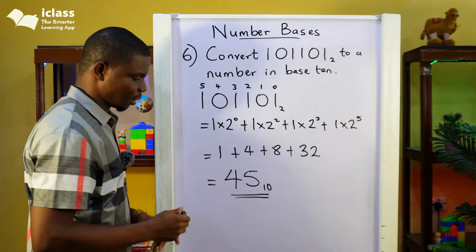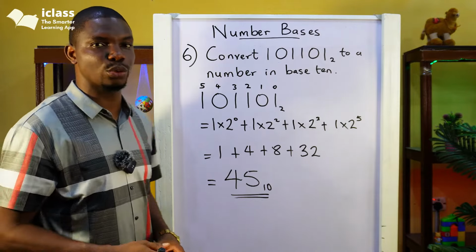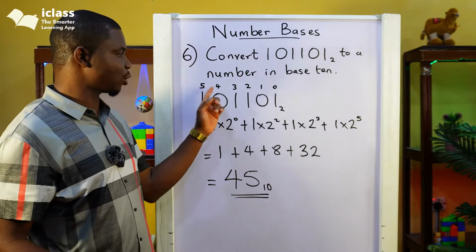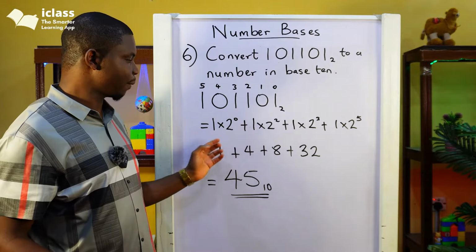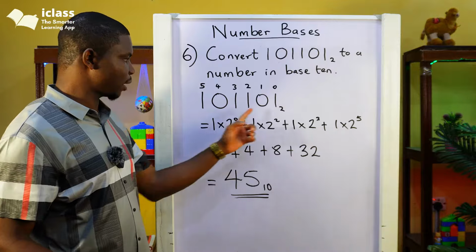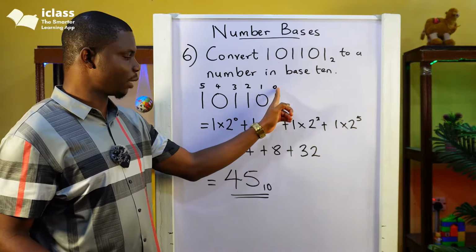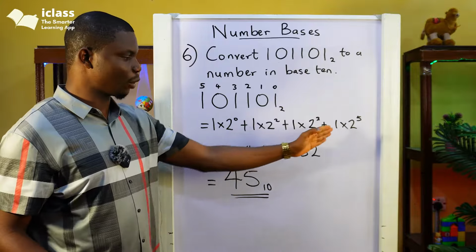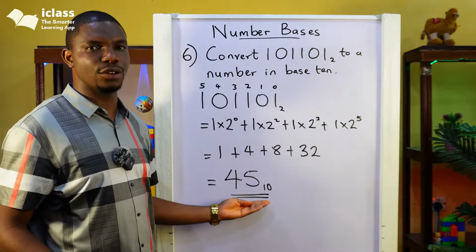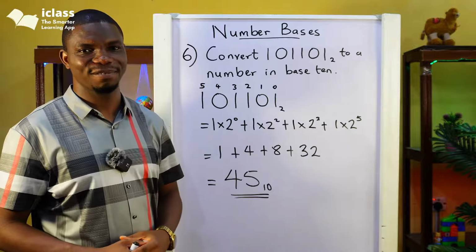So you can see how easy it is to convert from other bases to base 10. The first thing is to label the digits, and then you expand this way by saying the digit multiplied by the base raised to power the label. Like that, you add them up, and whatever you get is your value in base 10.